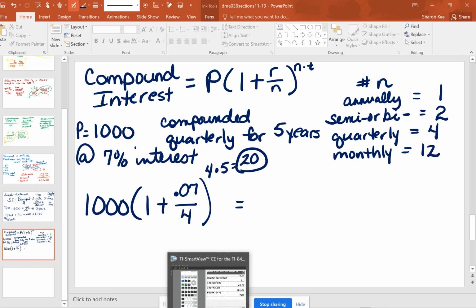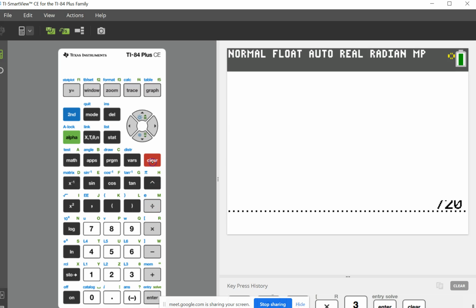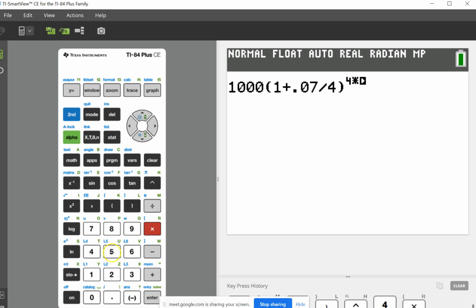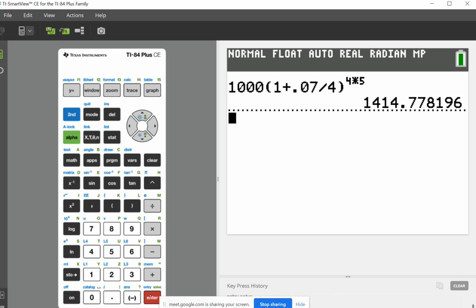So let me show you this on the calculator. So on the calculator, we're going to type in our 1,000, do your parenthesis, 1 plus 0.07 divided by 4, close your parenthesis, and then I'm going to raise it to the power, and you technically can type 4 times 5, or you could type the number 20, either way. So that $1,000 is going to grow to $1,414.